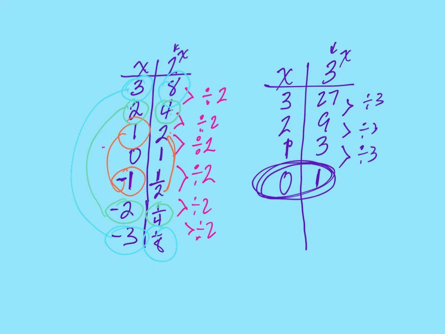So what takes a whole number? Let me ask my question again. What takes a whole number? This is a whole number, right? 2. This is a whole number. What takes a whole number and turns it into a fraction? What type of exponent takes a whole number and turns it into a fraction? A negative exponent.